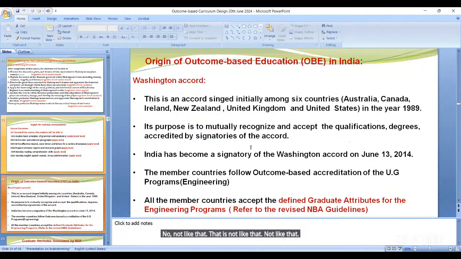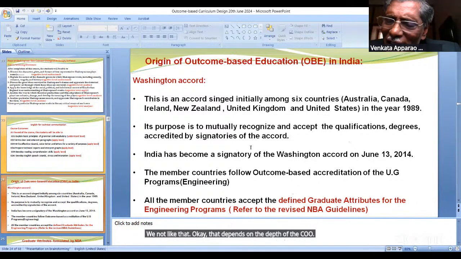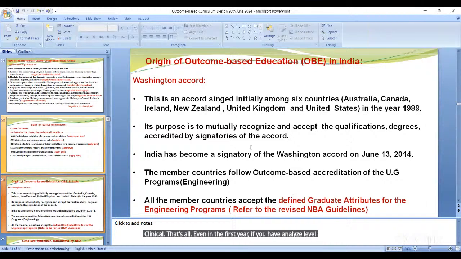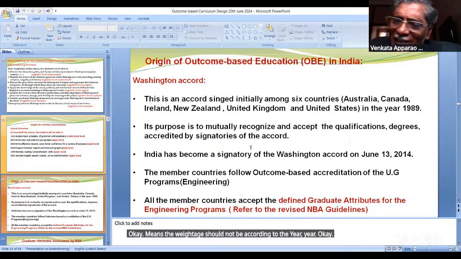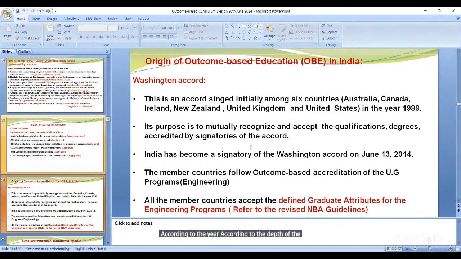That depends on the depth of the CO. That's all. Even in the first year, if you have analyze level, you should have more weightage for analyze level. Okay. Means the weightage should not be according to the year, but according to the depth of the course outcomes. Okay, sir. Thank you very much.